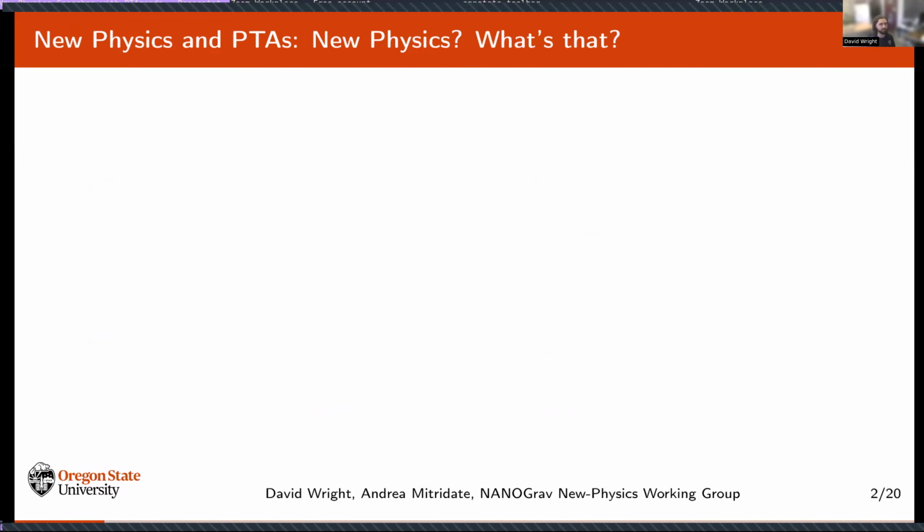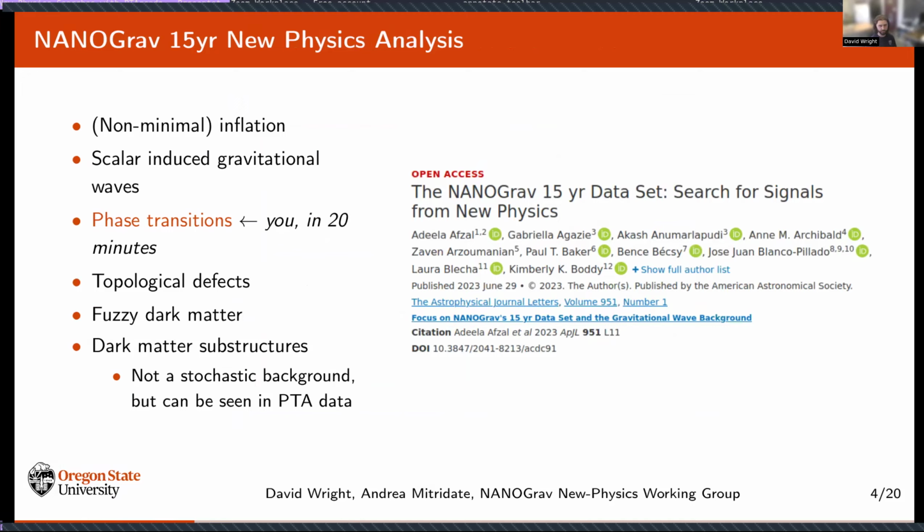In fact, we've already used PTArcade to do a large-scale search over non-supermassive black hole binary GWB models. Some of those models include inflation. You have to make a few modifications, though. Basic inflation isn't really going to produce the signal we're seeing in PTAs. Scalar-induced gravitational waves, these are primordial black holes and things like that you've heard from Andrea about. Phase transitions, so first-order cosmological phase transitions. This is what we're going to work on in about 15, 20 minutes if I keep time. That's what you heard in Andrea's talk.